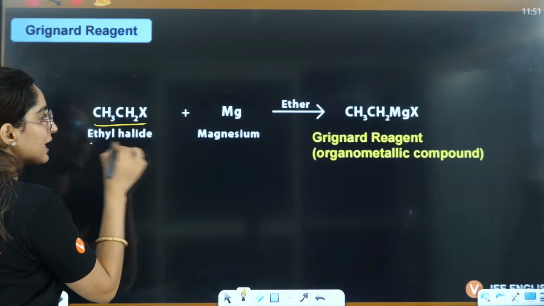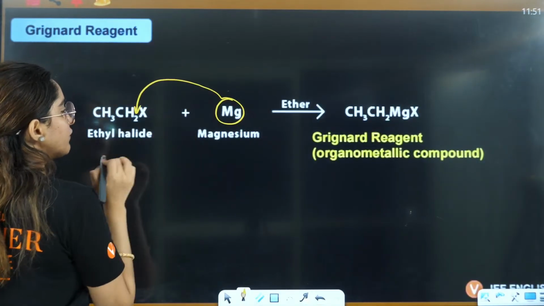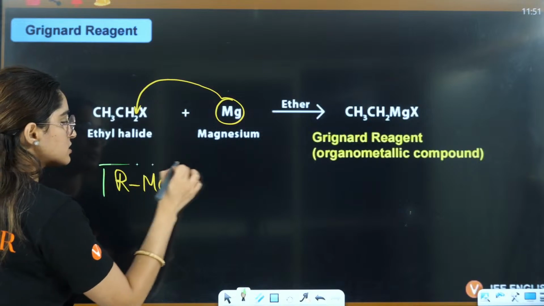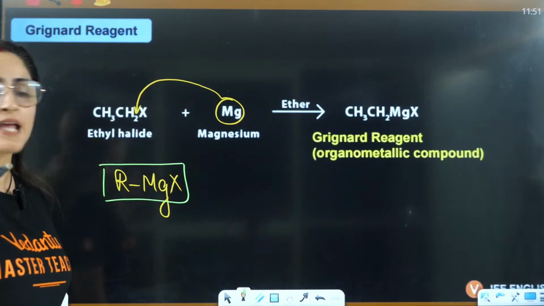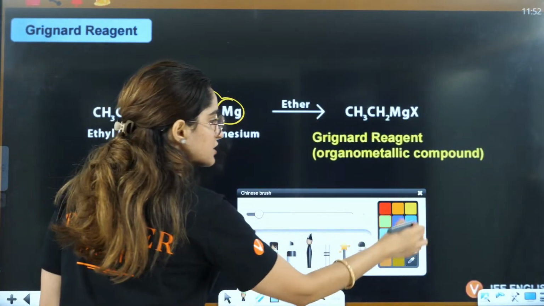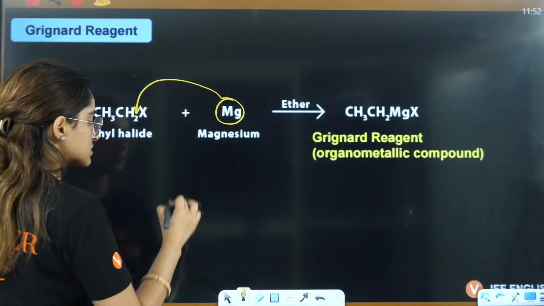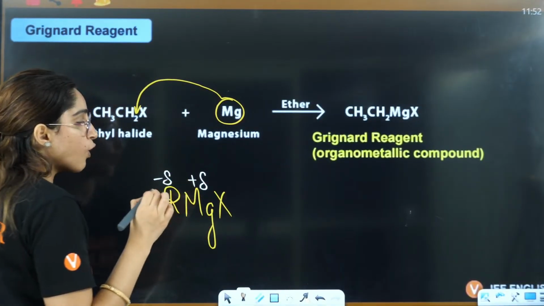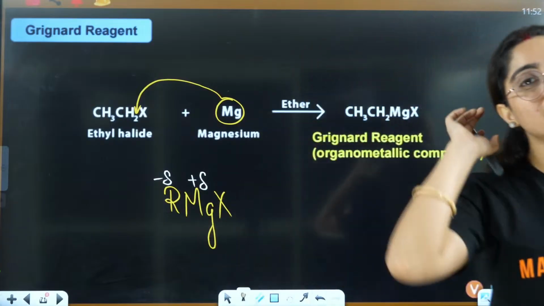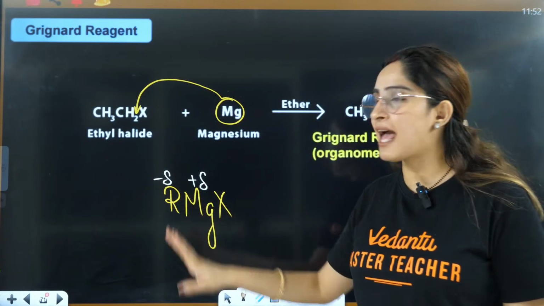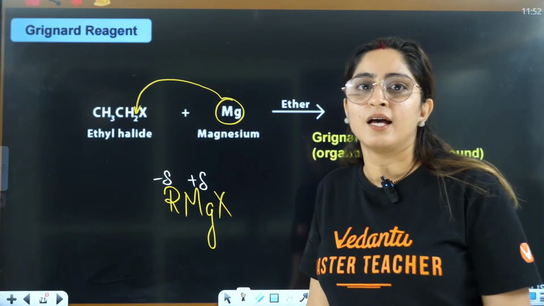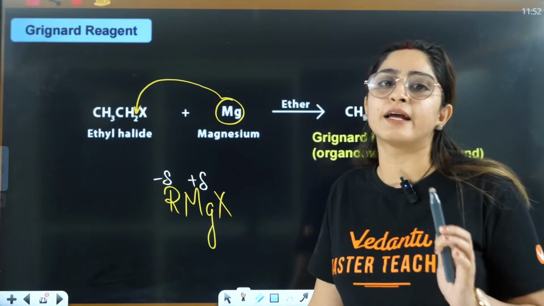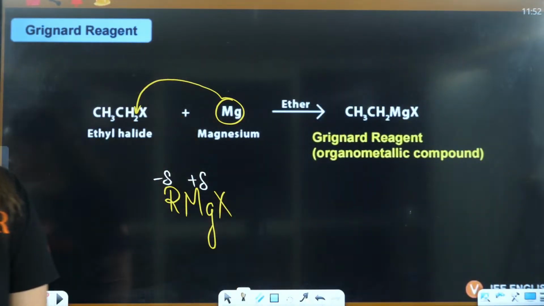So you will have an alkyl halide. What will happen? Mg will get in between and this will become RMgX. This is your Grignard reagent, which is an organometallic compound. In a Grignard reagent, always this is RMgX, where carbon is partially negative and Mg is partially positive. An organometallic compound is one of the rarest compounds in which carbon has a partially negative charge, because the metal is highly electropositive. Got it? Okay?